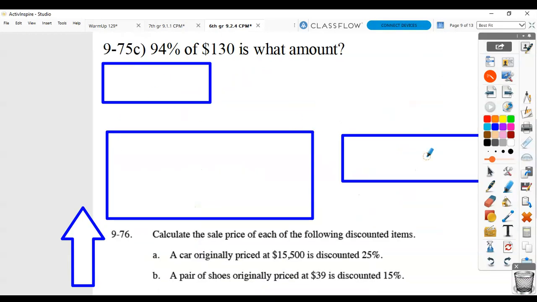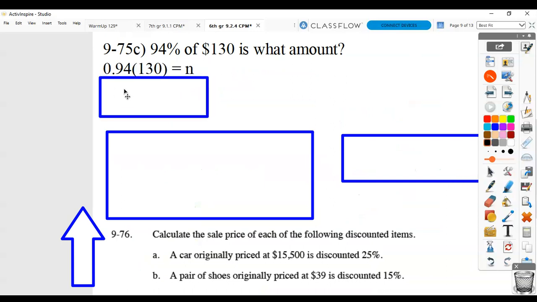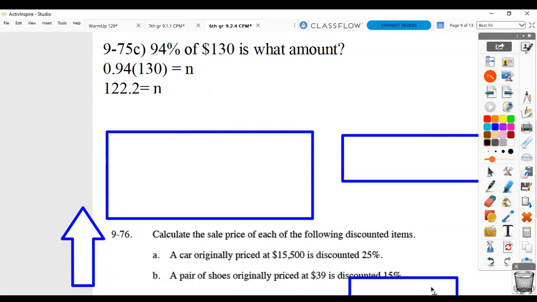975C, 94% of 130 is what amount? So I change 94% to a decimal. Of means multiply by the 130. Is equals, and what amount got changed to my variable. So I simply multiply these two to get equal to n, and the answer is 122 and 2/10.